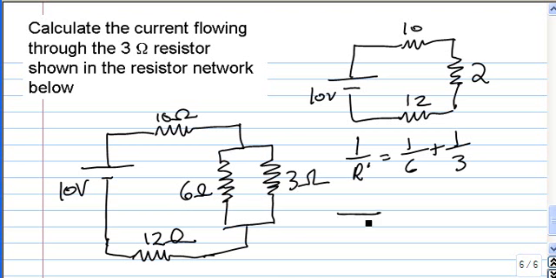Now we have 3 resistors that are in series. We can turn them into a single effective resistor. We do that simply by summing the various resistances. So 10 plus 2 plus 12 is 24.